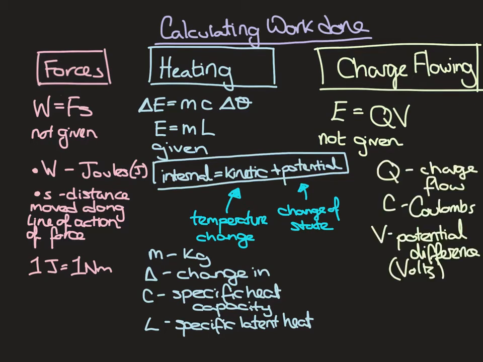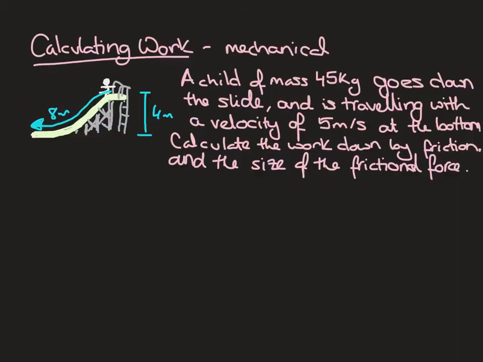And then finally, if we're looking at the equations for work done when a charge is flowing, Q is the charge, which is measured in coulombs, capital C, and V is the potential difference measured in volts, capital V. So let's do some worked examples now, calculating work in those 3 different types of situation.